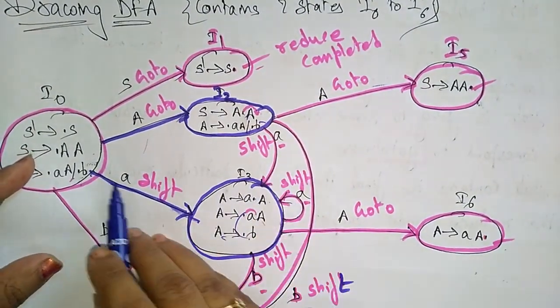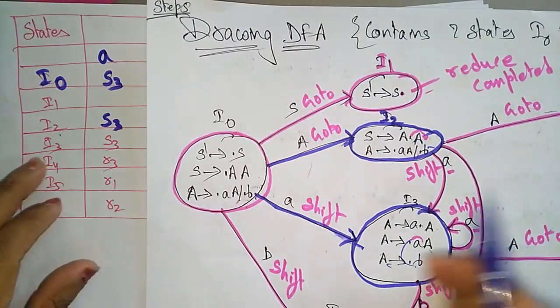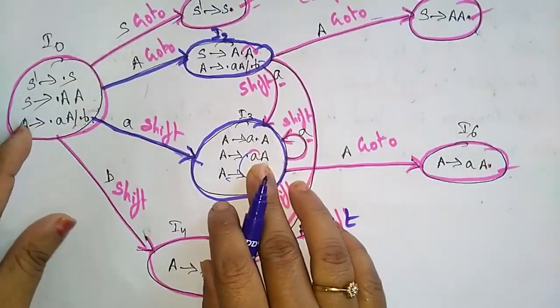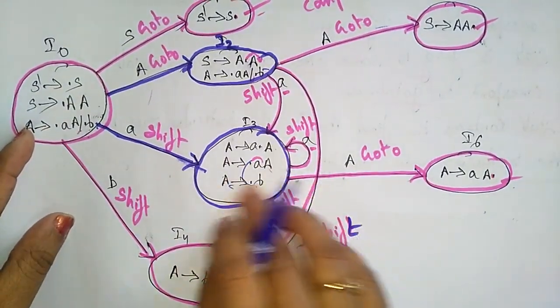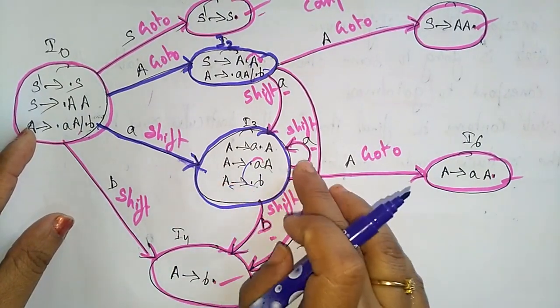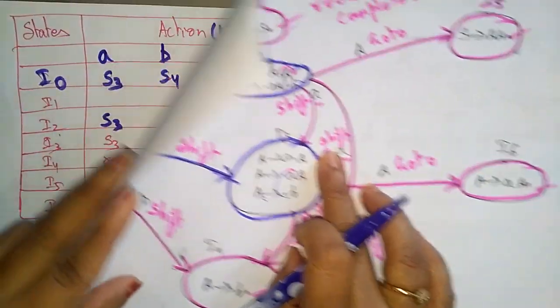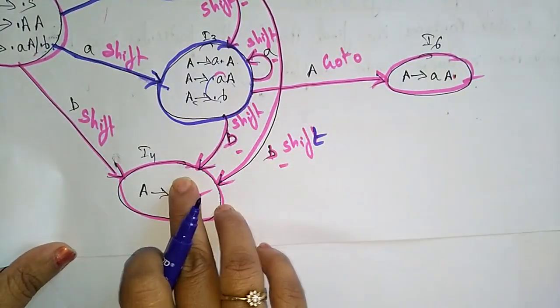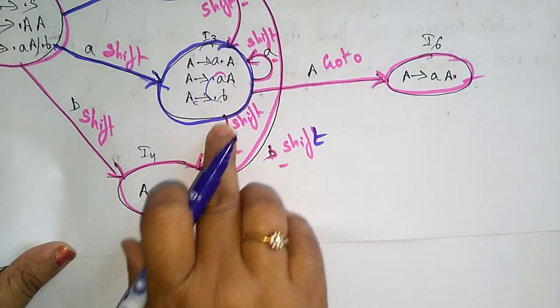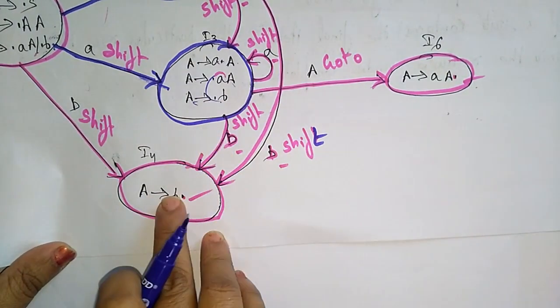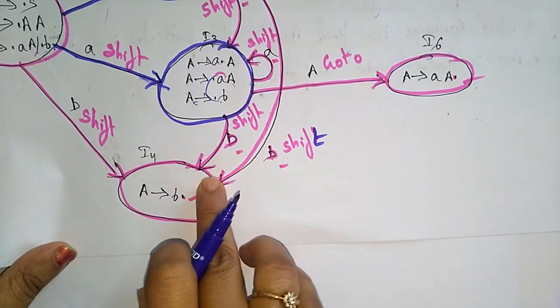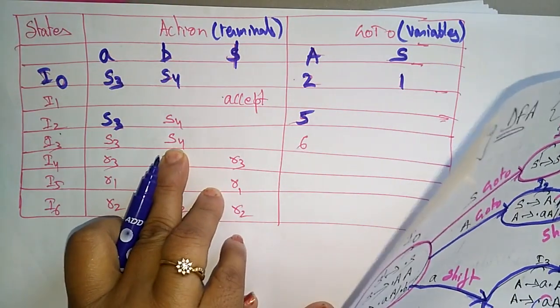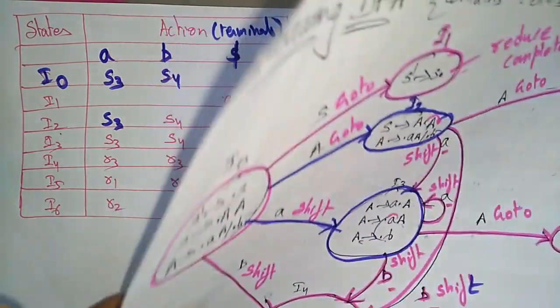Now let's see the next state, I3. In the I3 state, first see the terminals. The terminals are nothing but shifts here. So first a: a itself goes to S3. Next b: b is going to I4. That is shift, you need to write S4. Okay. So there is no dollar here.